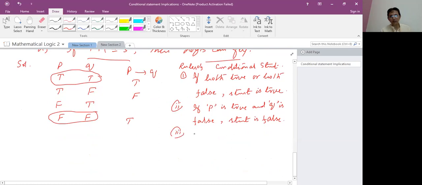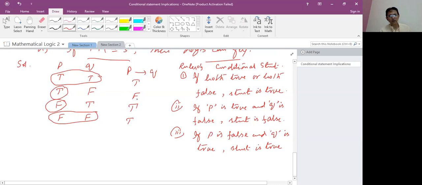Now the third rule is, if P is false and Q is true, it means the statement is true. So the first one is false, the second one is true, so we write here true. But the first statement, if it is true and the second one is false, it means it is false. So these are the rules. With the help of the rules, we make a table according to the conditional statement.